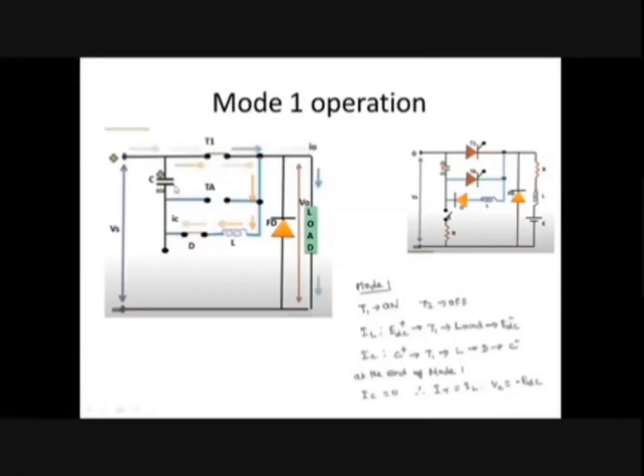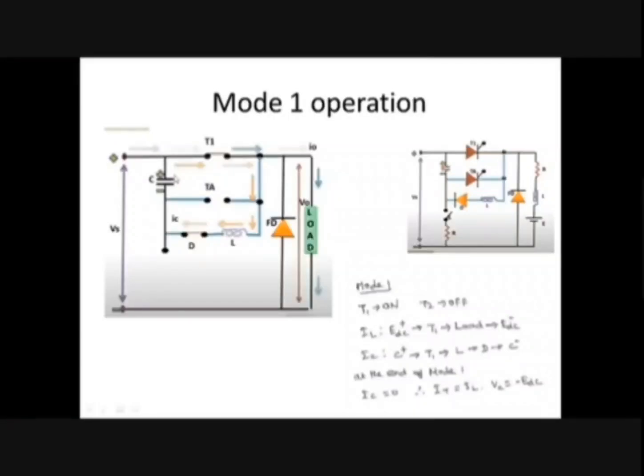And the capacitor will discharge because there is a closed loop. Because of the closed loop, the capacitor will discharge and recharge in the opposite direction. The capacitor current IC will take the path C plus along T1, L, D, which will end at C minus. This will be the path of the capacitor current.